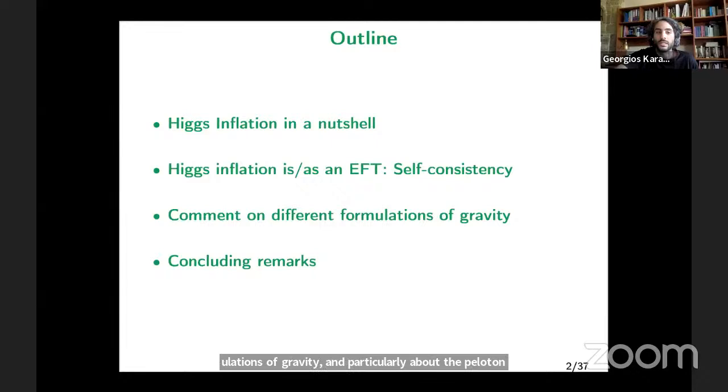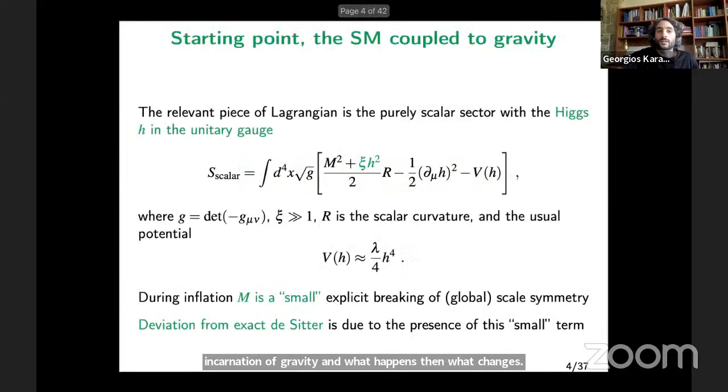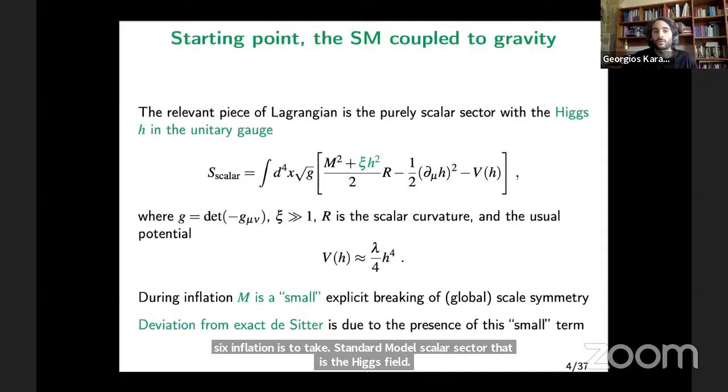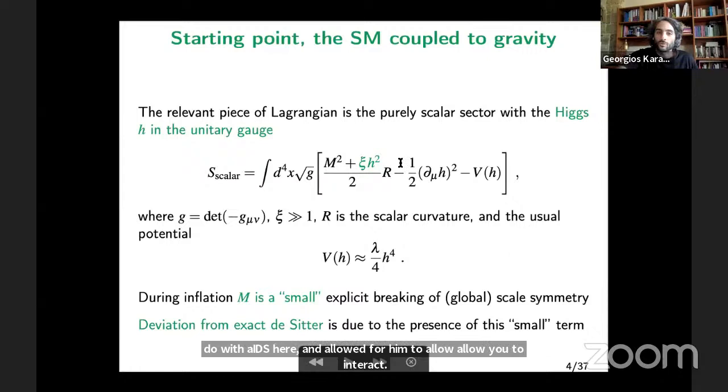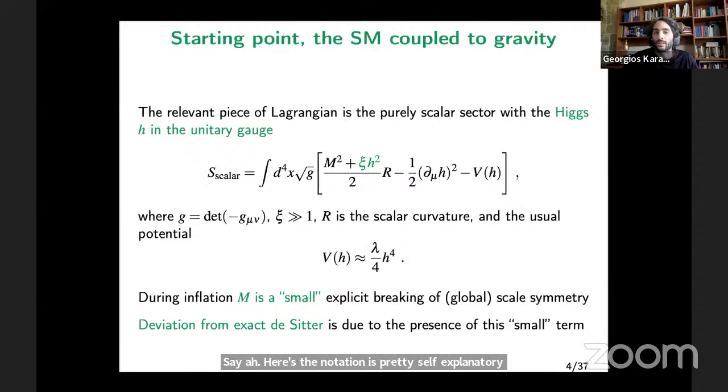So what is the starting point? The starting point of Higgs inflation is to take the standard model scalar sector, that is the Higgs field, conventionally in the unitary gauge. I denoted it with h here. And allow it to interact directly with the gravitational scalar curvature R via a non-minimal coupling of this form, ξ h² R. Here the notation is pretty self-explanatory. Let me note that phenomenology requires ξ to be a large number, 10³, 10⁴.